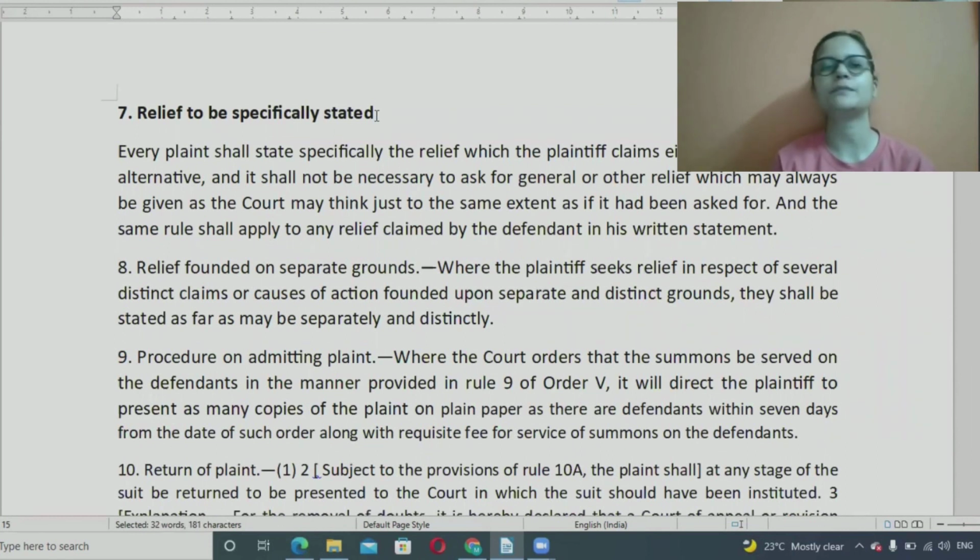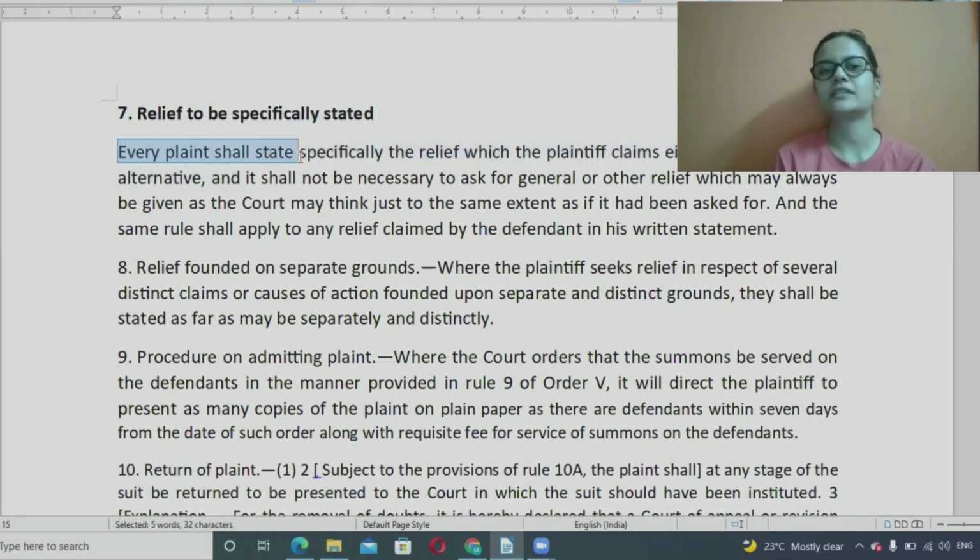Next is relief to be specifically stated. Relief is very important, because with the intention of getting that relief only, we are doing this entire process. We are filing the case, instituting the suit. So it's very much needed that relief is specifically mentioned in the plaint itself, because we have different types of reliefs available. In each type also, what exactly are we claiming? If it's compensation, how much compensation are you claiming? So it becomes very important that it is specifically stated in the plaint itself.